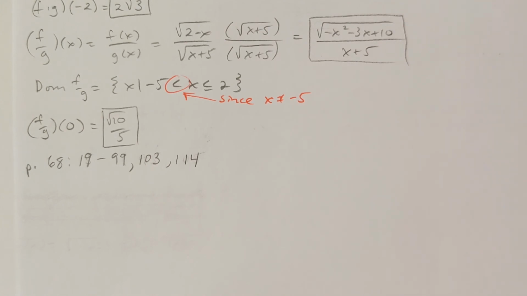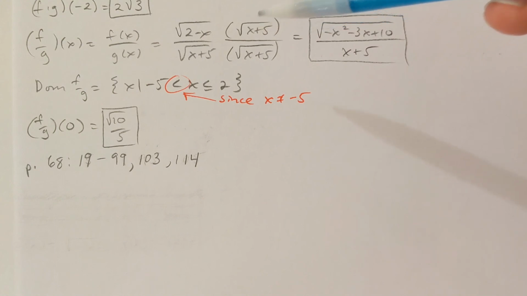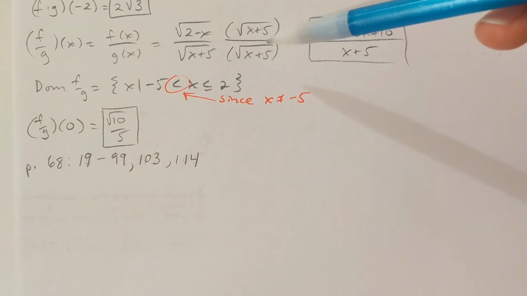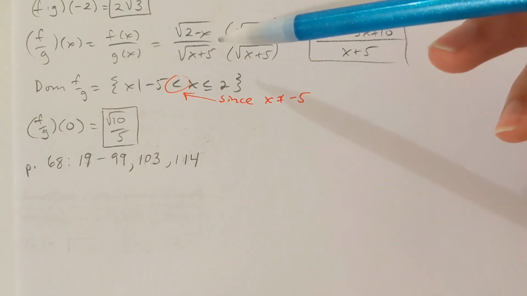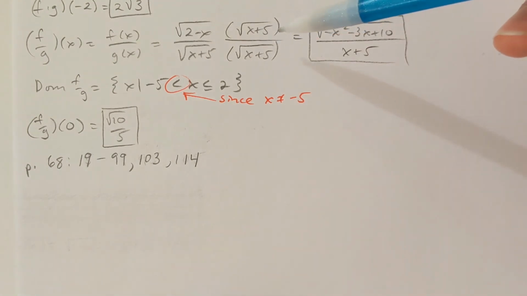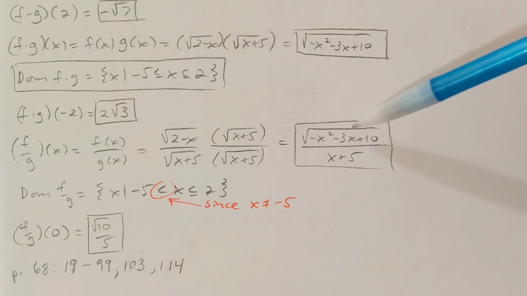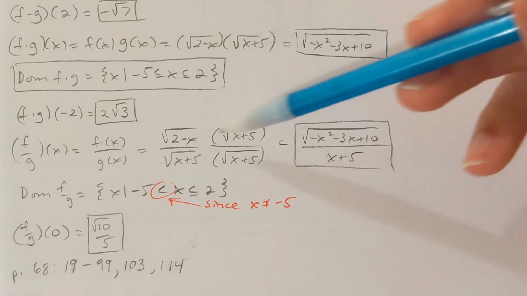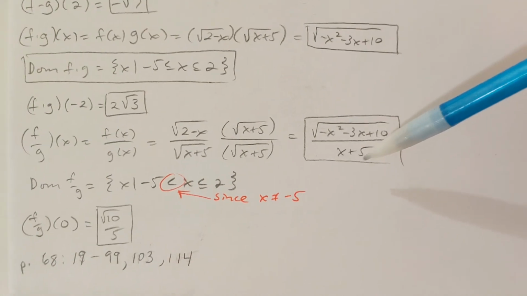F divided by g of x is the same as f of x divided by g of x. The square root of 2 minus x divided by the square root of x plus 5. I'm going to go ahead and rationalize the denominator. The square root of 2 minus x times the square root of x plus 5, which I've already done, is the same as the square root of negative x squared minus 3x plus 10. Square root of x plus 5 times the square root of x plus 5 gives me x plus 5.